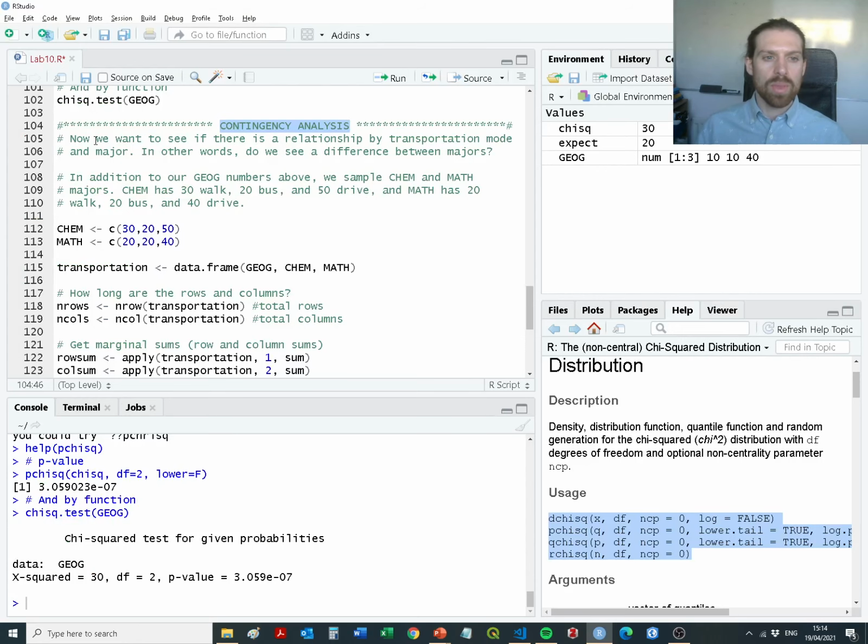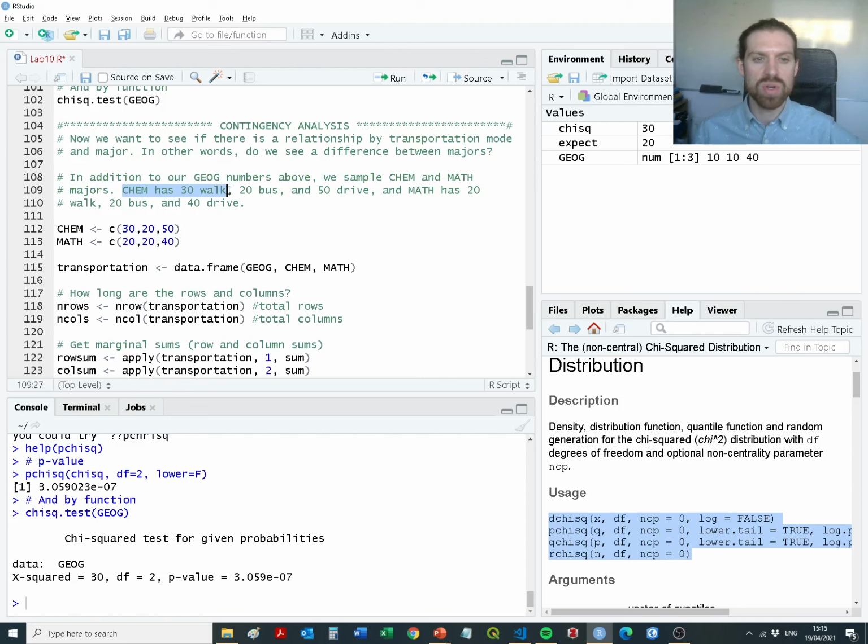So let's see if there's a difference between the transportation mode which people actually use to get to GMU and the major which they take. In other words, do we see a difference between the majors which people take? Although we've got the geography numbers above, we can also take samples from chemistry and math majors and use those data points within this particular example.